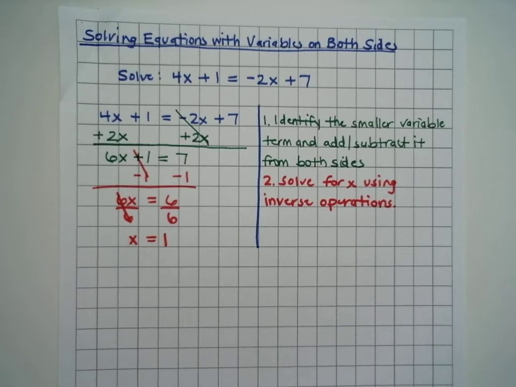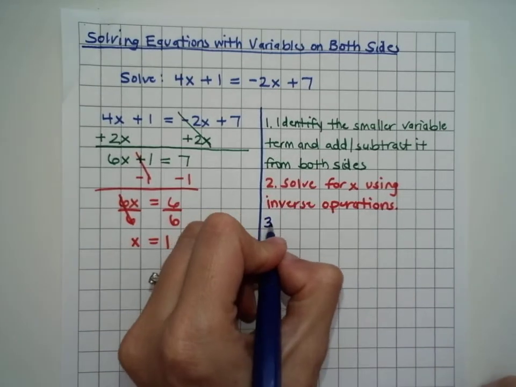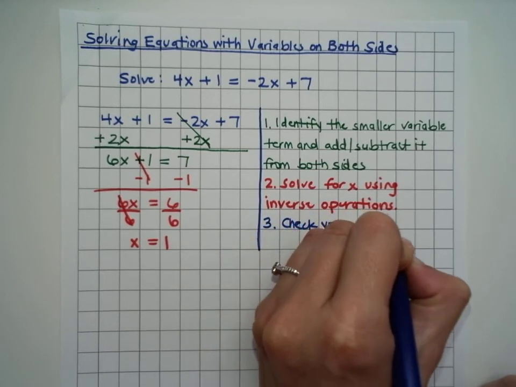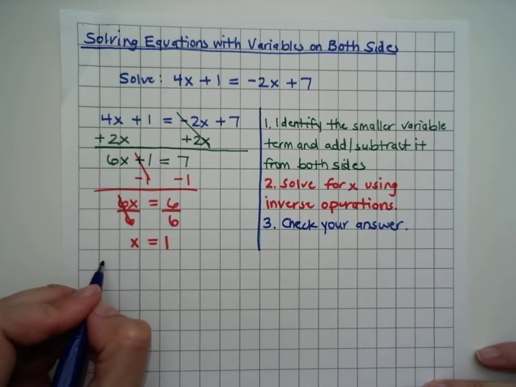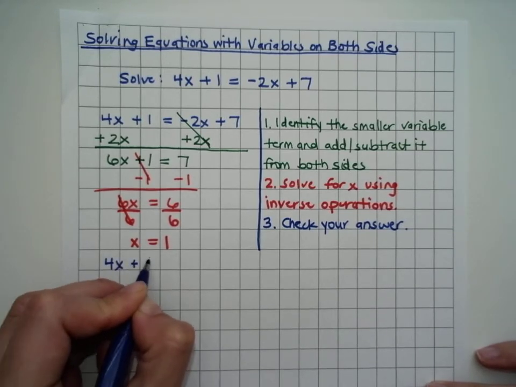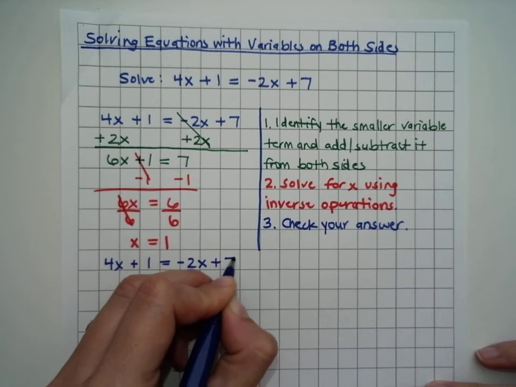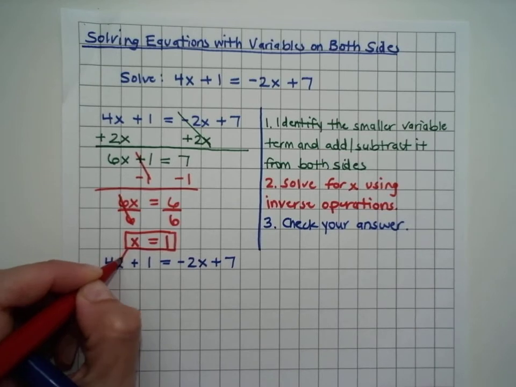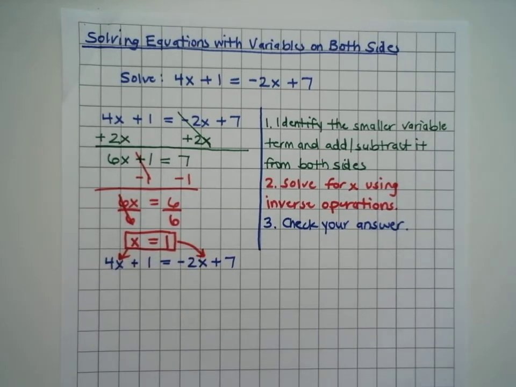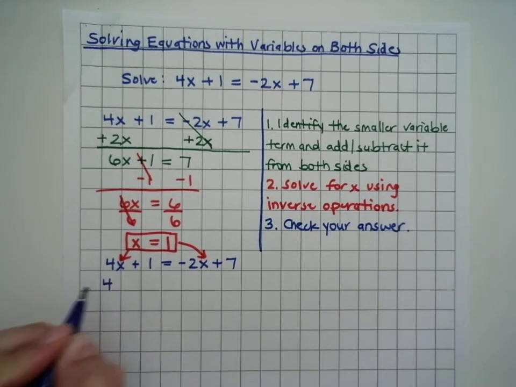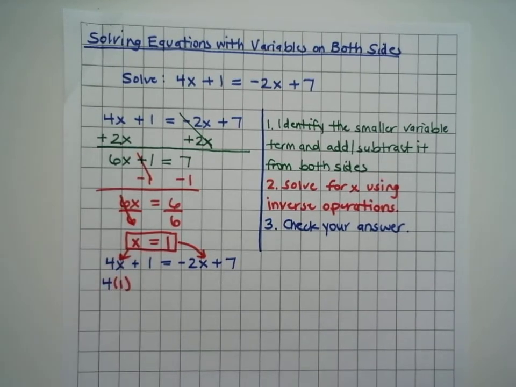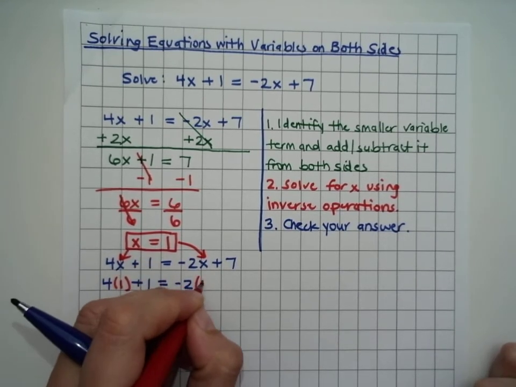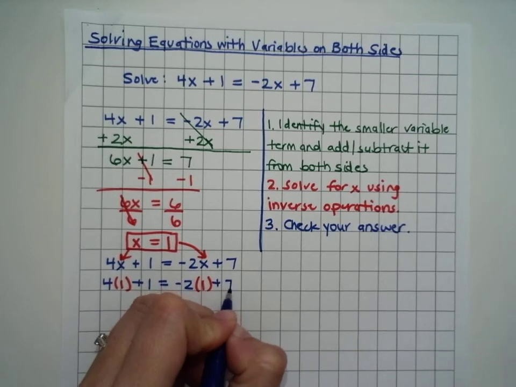We're almost done. The last thing we need to do is, of course, check our answer. So we copy down 4x plus 1 equals negative 2x plus 7. And we're going to substitute in 1 for all of the x's. So we have 4 times x, but x is 1, plus 1 equals negative 2 times x, which is 1, plus 7.